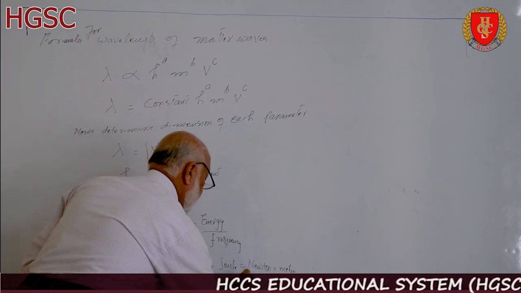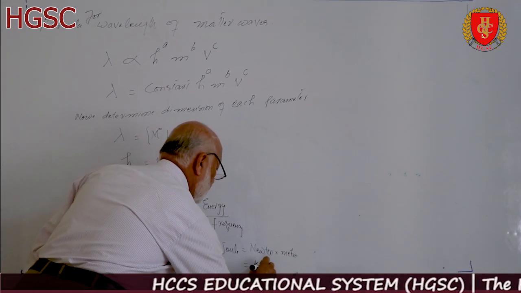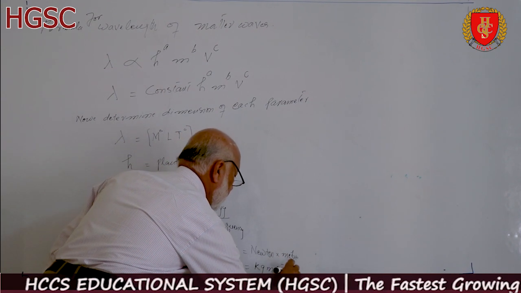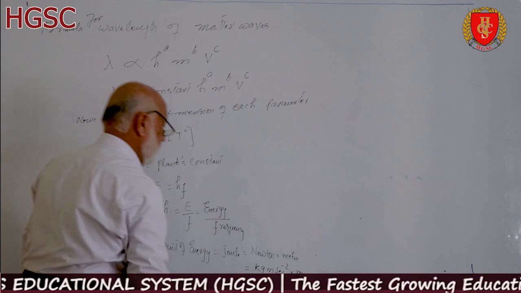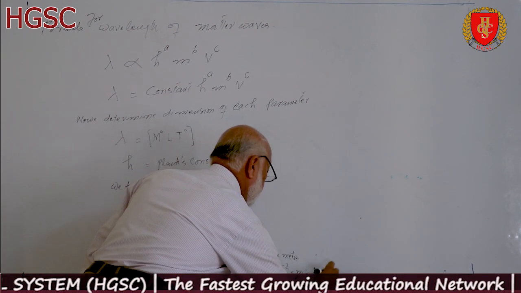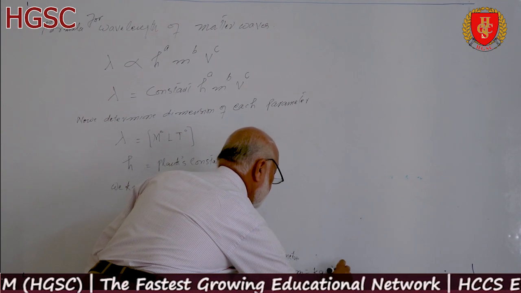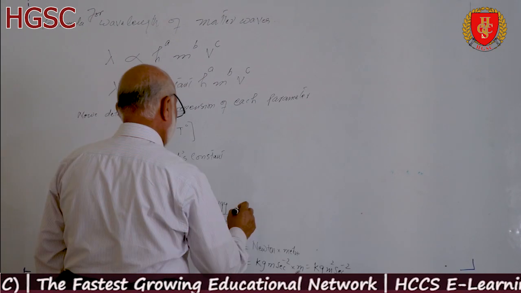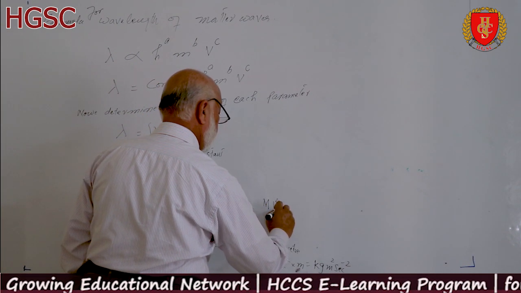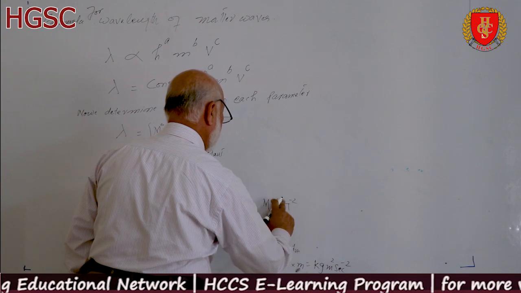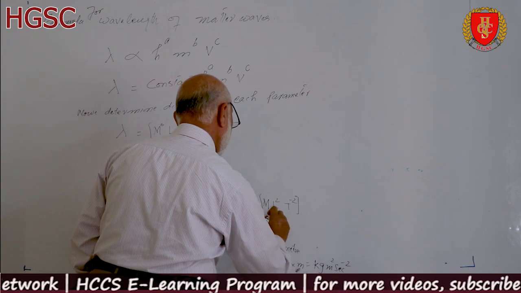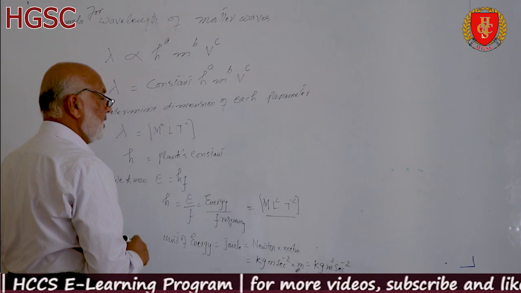Newton is again equal to kilogram meter per second square into meter. So this is kilogram meter square second minus 2. So the dimension of E is M L square T minus 2. This is the dimension of energy divided by frequency.